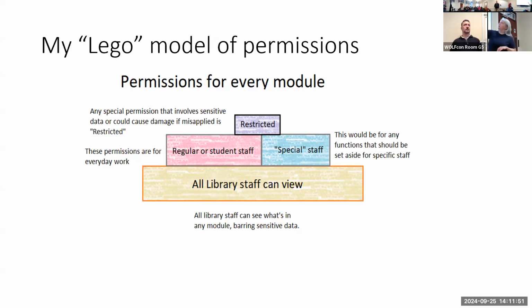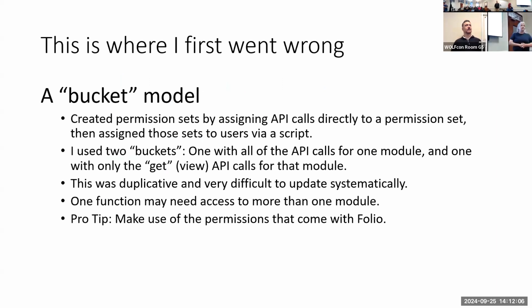Part of it is that there was a lot of dovetailing between here and there, and so it was very hard to nail down with any specificity how I should break this up. So I just had a bucket model. This one was all the view permissions, and then there was a separate bucket for all of the permissions for a particular app.